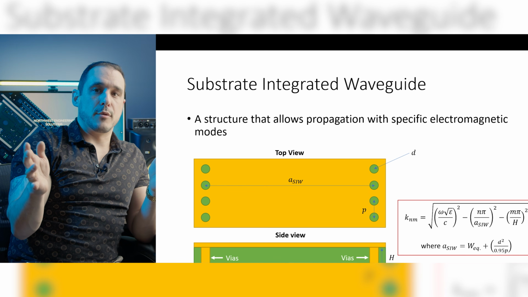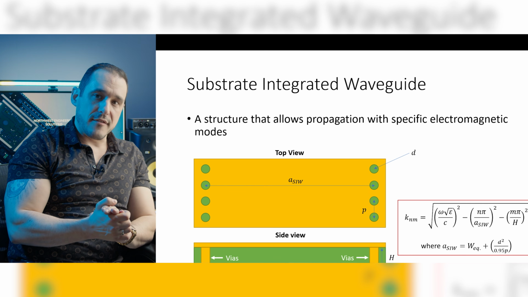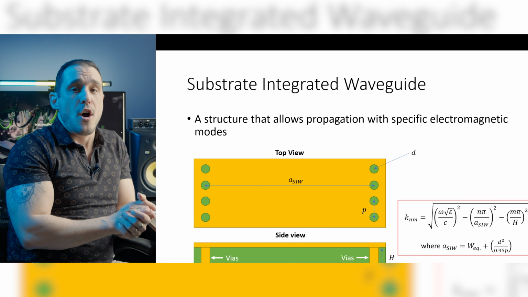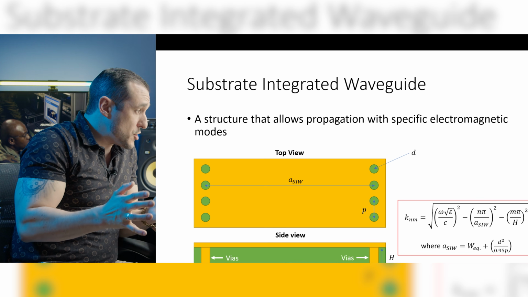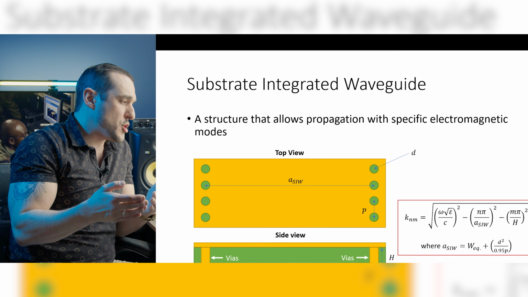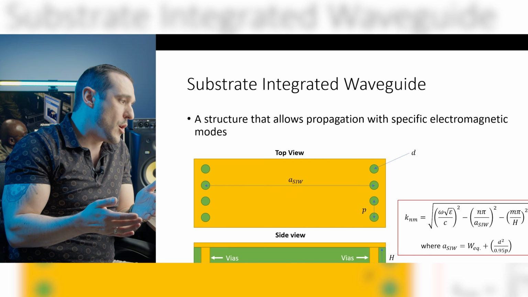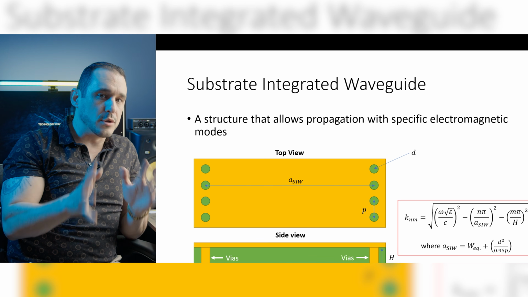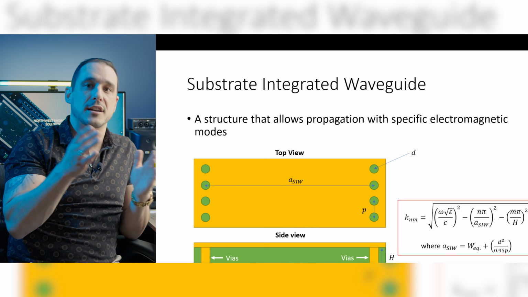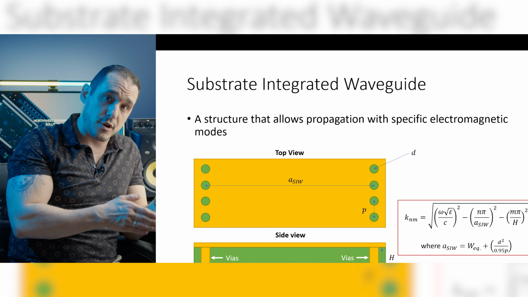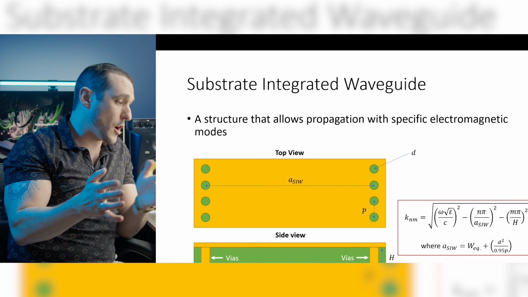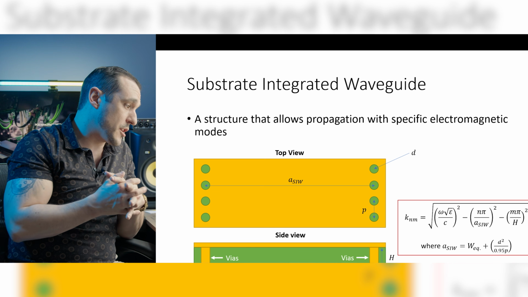Now the next calculator I want to look at is the Substrate Integrated Waveguide calculator. And what is a Substrate Integrated Waveguide? Well, a Substrate Integrated Waveguide is essentially a structure that allows propagation with specific electromagnetic modes. And if you're not familiar with what an electromagnetic mode is, go Google it and learn about transverse electromagnetic modes, transverse electric modes, and transverse magnetic modes. So you'll need to understand those concepts before getting into substrate integrated waveguides.